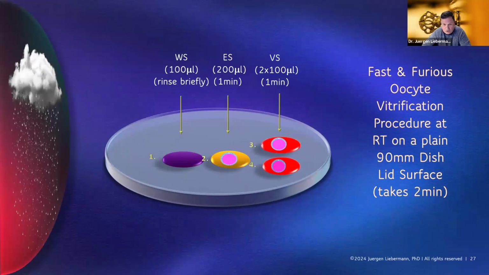Then I put them on top of a 200 microliter drop of ES, let them sink. It takes about 30 seconds for the cells to reach the bottom of the dish. And after 1 minute, I go through 2 solutions of VS, each 100 microliter in 1 minute, when I load them and then plunge them. So the whole protocol takes 2 minutes.